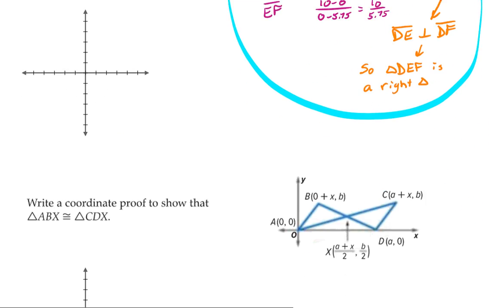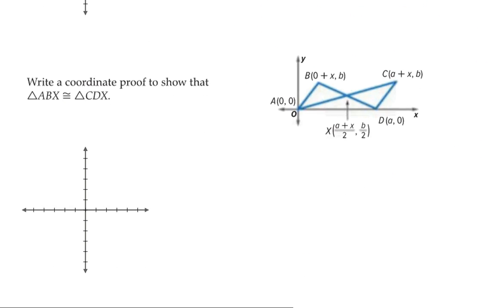So if I now go to another example, I want to write a coordinate proof that shows that triangle ABX is congruent to triangle CDX. I have several options in this because I can do side, side, side and use distance formula to show all three pairs of sides are congruent. But I could also take advantage of vertical angles and do side angle side. I'm going to do side angle side.